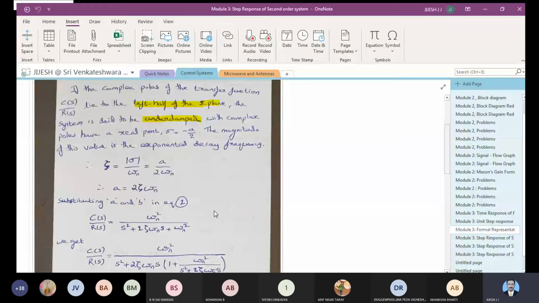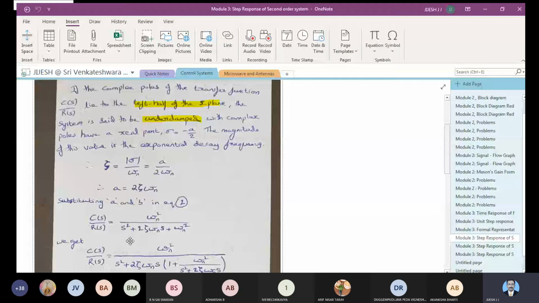So we have B as well as A. We are going to substitute those in equation 2. Substituting A and B, A is 2 zeta omega n and B is omega n square. So we got here omega n square over S square plus 2 zeta omega n s plus omega n square. See this equation 2.